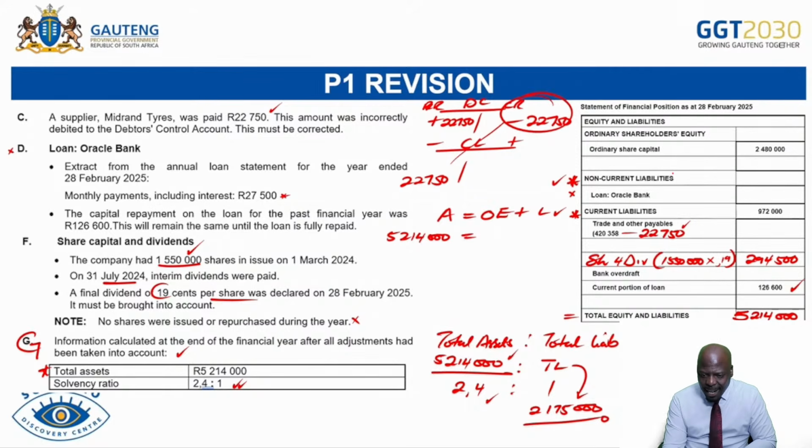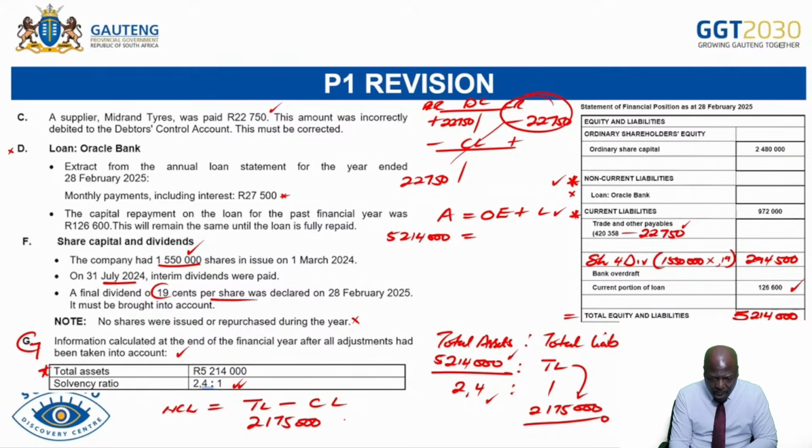That means I can get my non-current liabilities. How do I get my non-current liabilities? I'll now say my total liabilities minus my current liabilities. So my total liabilities are 2,175,000, and I subtract my current liabilities, which is 972,000 over there. Then that will give me my non-current liabilities, which I put over there. But the calculation must be shown here.